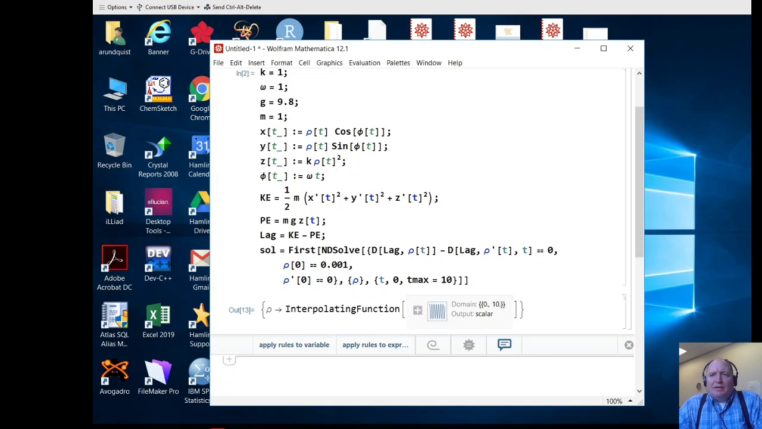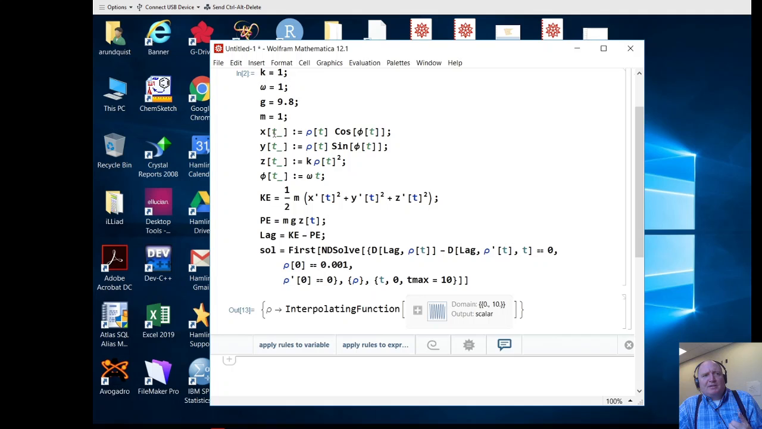All right, so I decided to make a model of the rotating bead on a rotating wire. So this is in Mathematica, and I just set k equal to 1, omega equal to 1, g equal to 9.8, and m equal to 1.